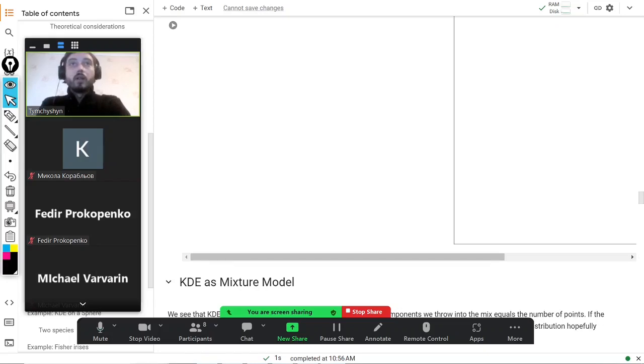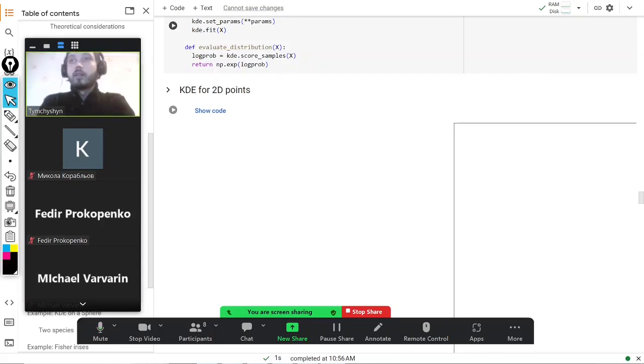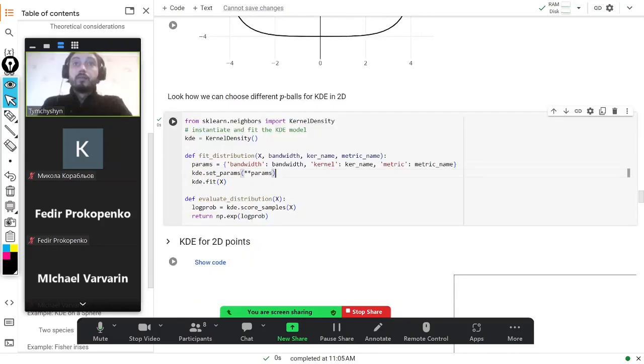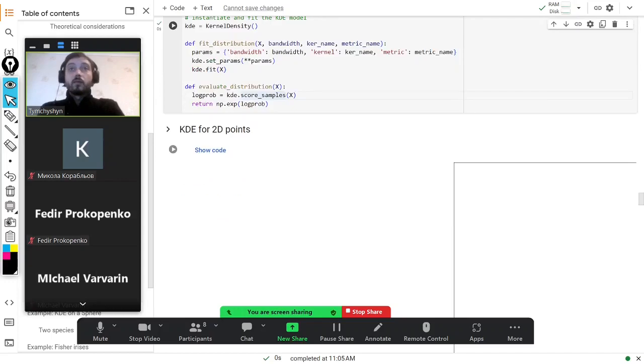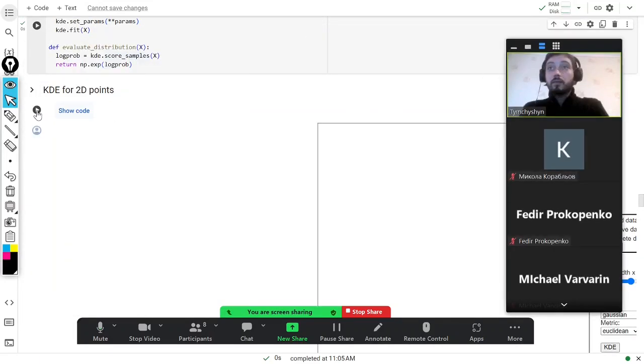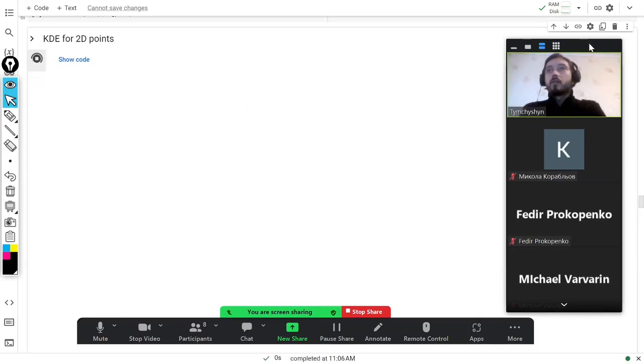What else do I have? Here is an example of KDE for 2D points that you can use to play around and gain some intuition for how that works. As always, I have moved the code that performs the work of the KDE to the outside so that you can see how it is called. So here I'm just creating a kernel density, setting some parameters and performing fit. Okay, so let's try to start the thing and see what happens.